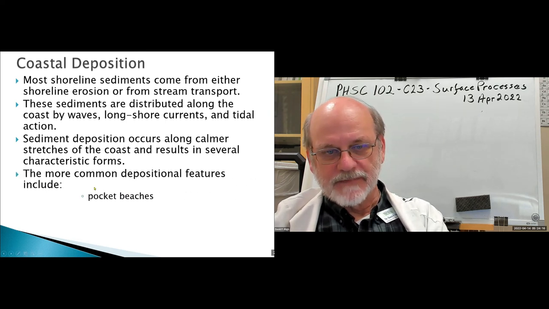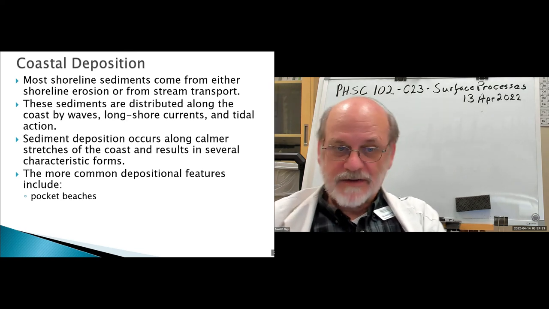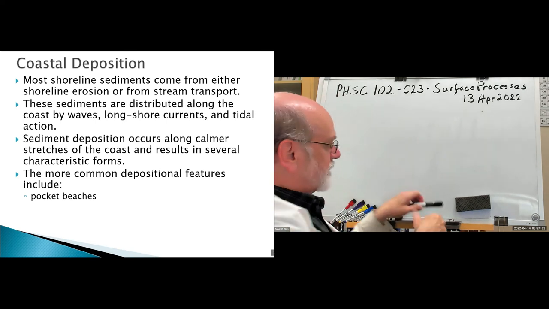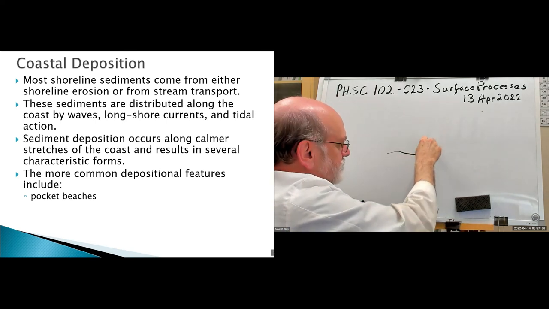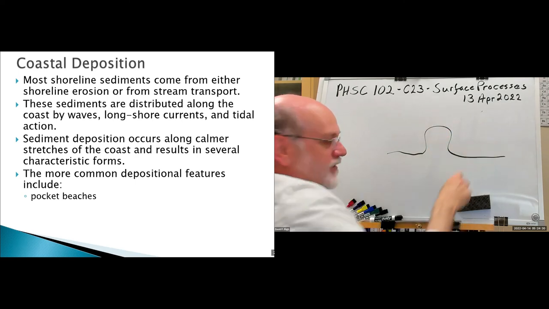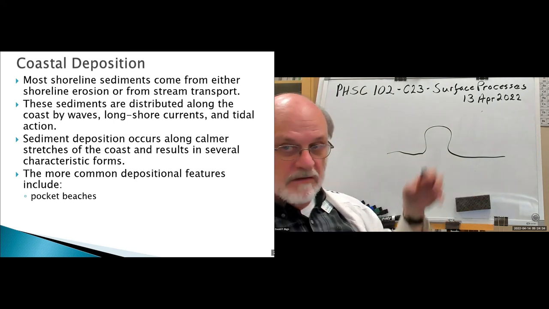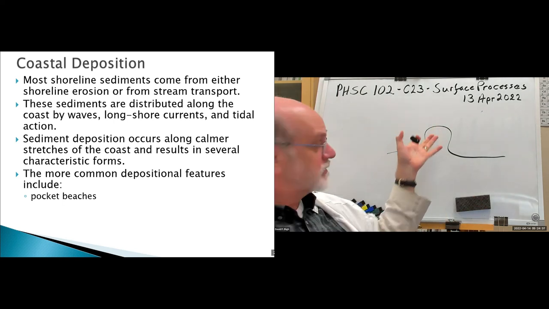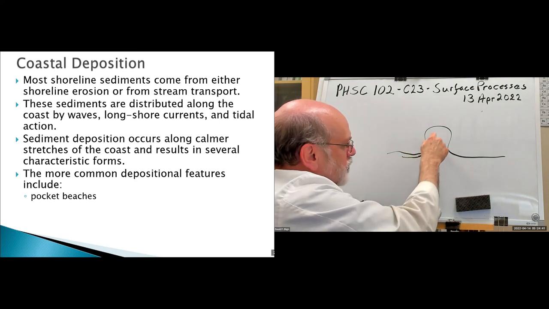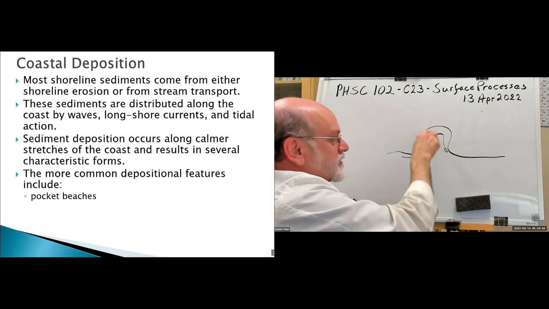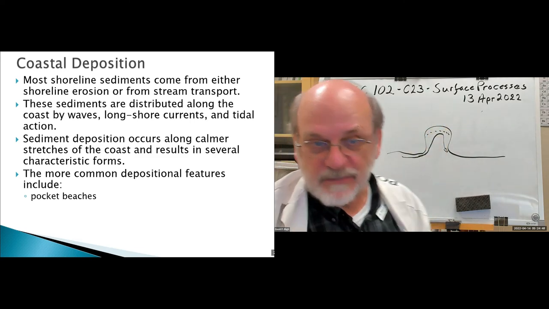Okay, so what are some features? A pocket beach, right? A pocket beach is just that. You've got your shoreline coming along, and somehow or other, you have this pocket built into the beach. Maybe it was eroded that way first. And then as currents move in like this and around, they slow down over here and you build up a beach. That's a pocket beach.